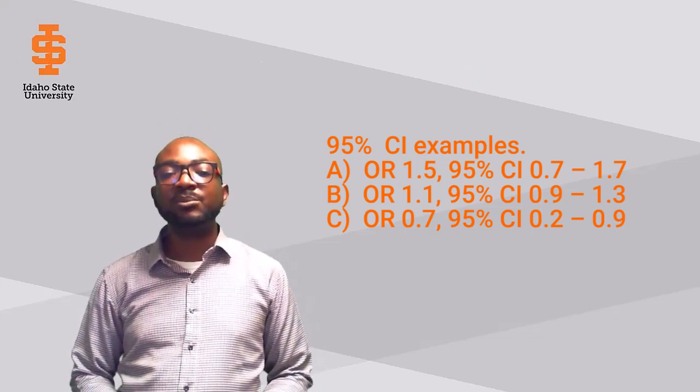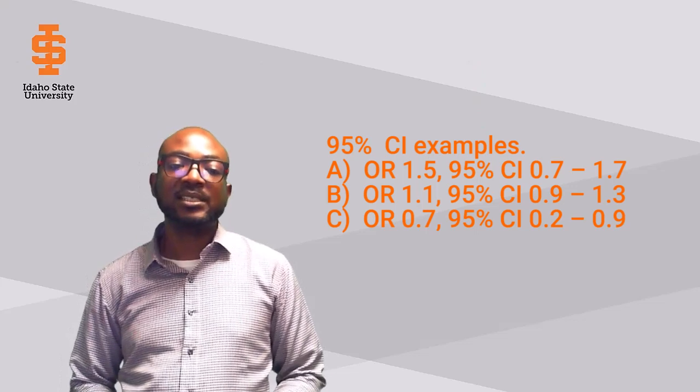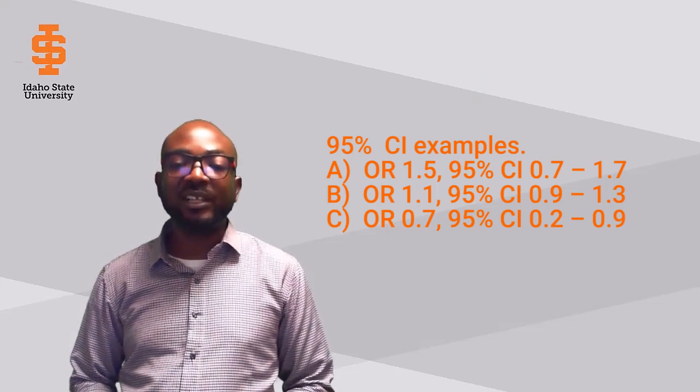So while B is a more precise estimate, it is not statistically significant because it includes a null value of 1.